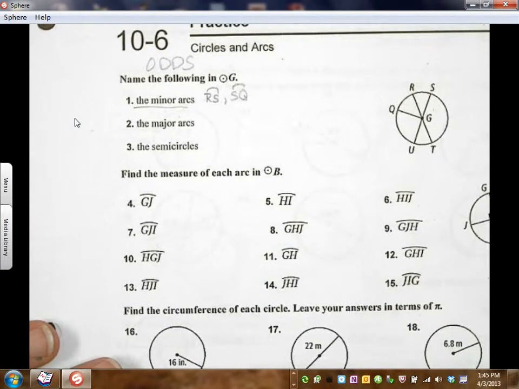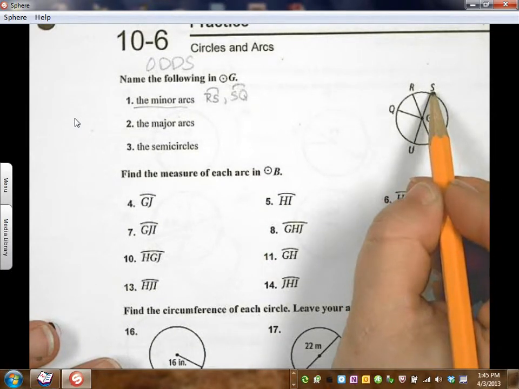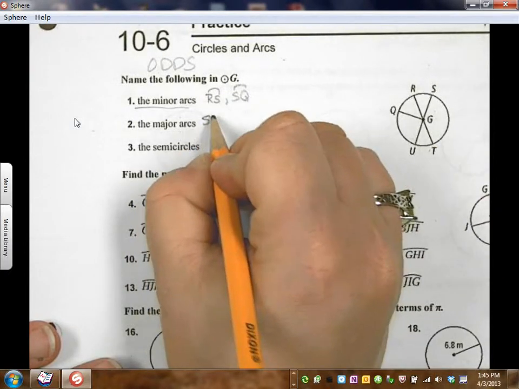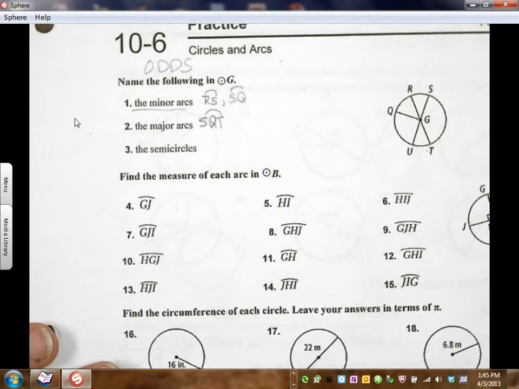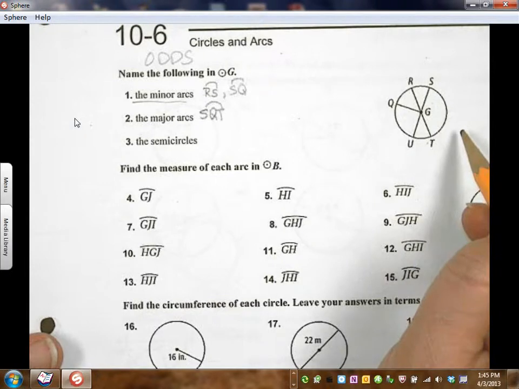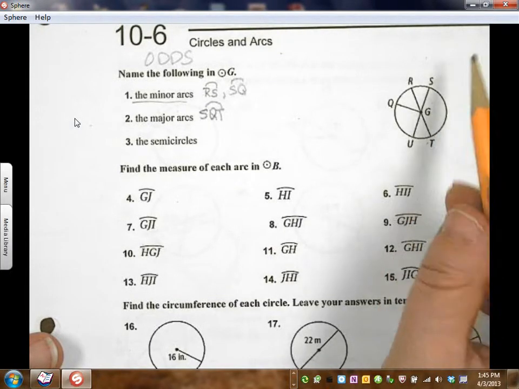A major arc, once again, is more than 180 degrees, and we name it with 3 letters. So SQT would be a major arc. I know that you don't have to do those, but I just want you to remember what a major arc is. And then a semicircle, we have a lot of semicircles here. Always look for a diameter when you're finding a semicircle. And remember, we still name it with 3 letters.